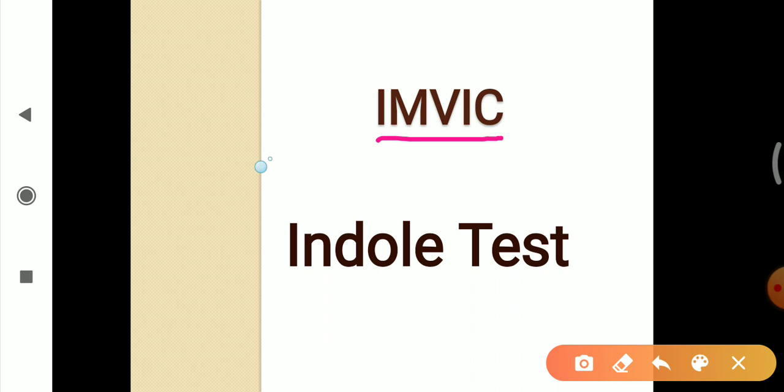In the IMViC test, I stands for indole test, M for methyl red test, V for Voges-Proskauer test, and C for citrate utilization test. It is one of the tests widely used in the identification of coliforms. In this video we will discuss the indole test, and in the next videos we will discuss the methyl red test, Voges-Proskauer test, and citrate utilization test.